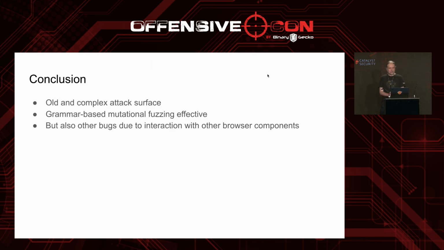So, to wrap up, XSLT is an old attack surface. It's a complex attack surface, which is always a killer combination. And because it's so old, the bugs tend to be quite old as well. To find the bugs in the XSLT engine itself, the mutational grammar fuzzing approach turned out to be pretty effective, but of course that only gives you a subset of issues because you also have issues that require interaction between the XSLT engine and other browser components.